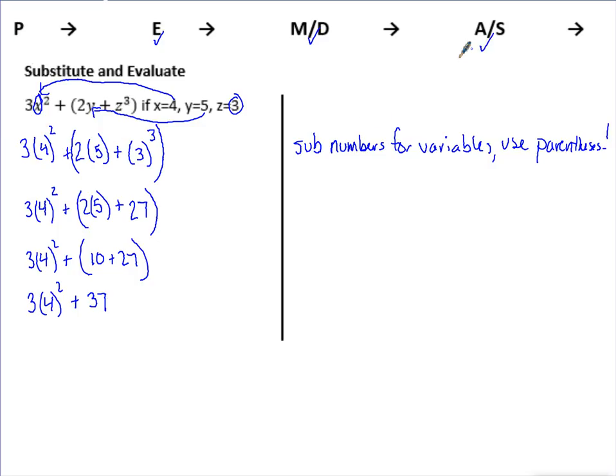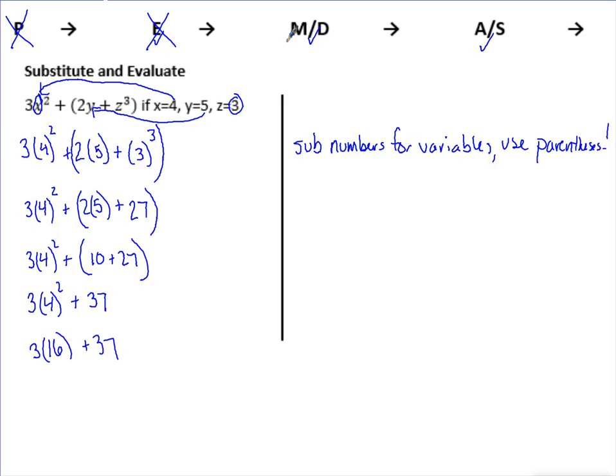So I took care of the parentheses. Now I'm going to go through this thing again for the whole expression. So do I have any more exponents? Yes, I do. 4 squared is 16. So now I have 3 times 16 plus 37. All right, that's taken care of.